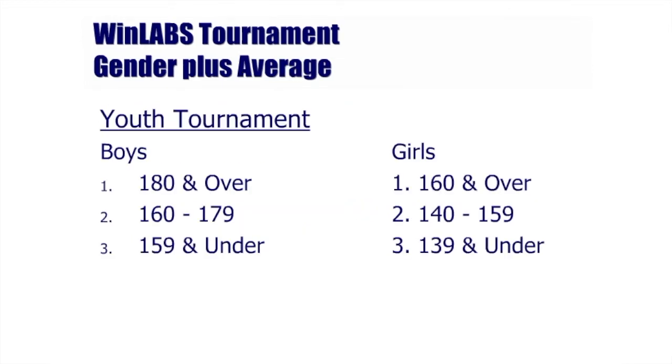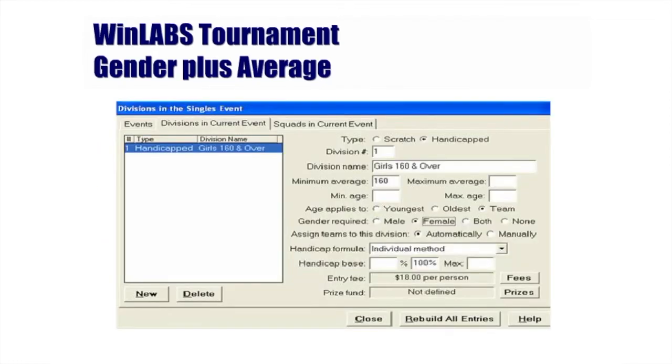Here we have an example of a youth tournament that utilizes gender and average. Note that you can have two divisions with the same number and that boys and girls can have different average criteria for their divisions. Here is a sample setup screen of the Division 1 girls. The division name identifies the division. The minimum average is set to 160. The maximum is set to blank, which is the equivalent of the highest possible value. The age fields are not applicable and have been left blank. The gender has also been set to female.